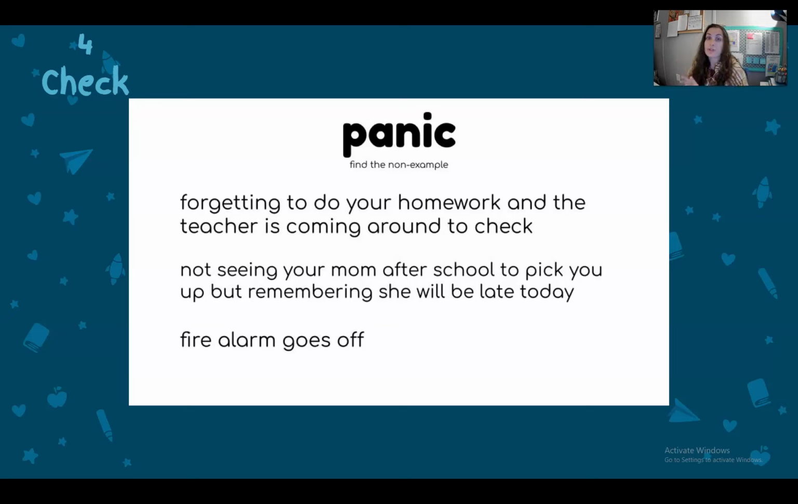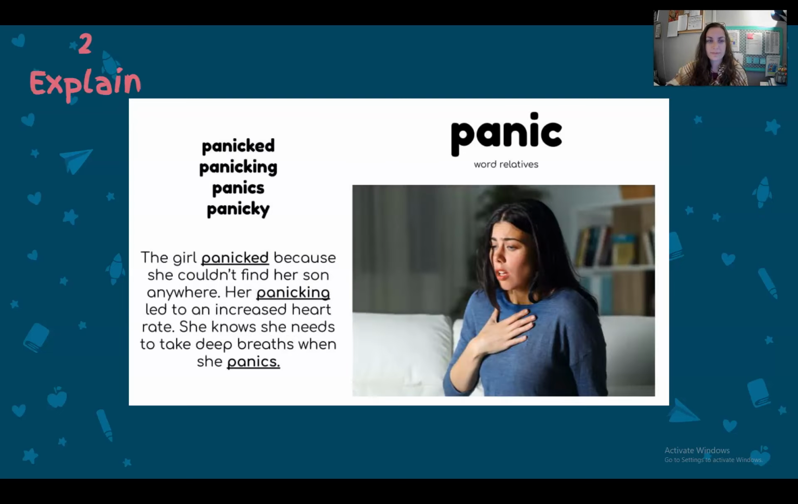Now for these, I do like to give some background because they might not know some of the background. Maybe they've never been picked up by mom at school, so they don't know that feeling. So I'm going to give some background for these and make sure that they understand the situation.